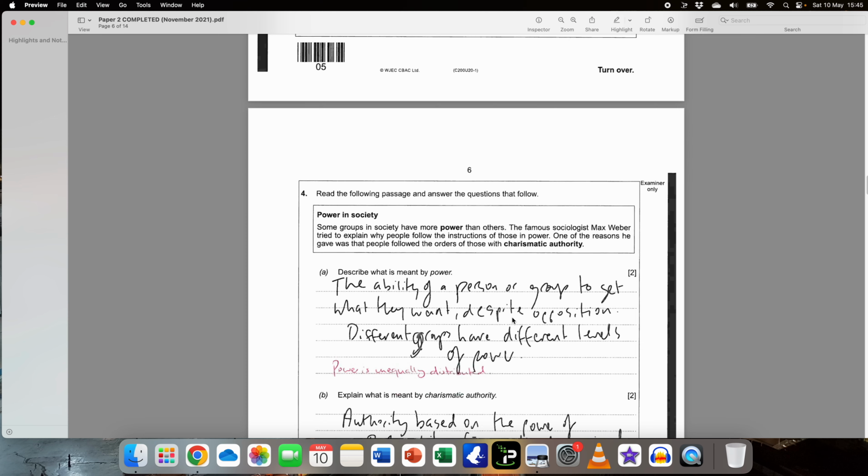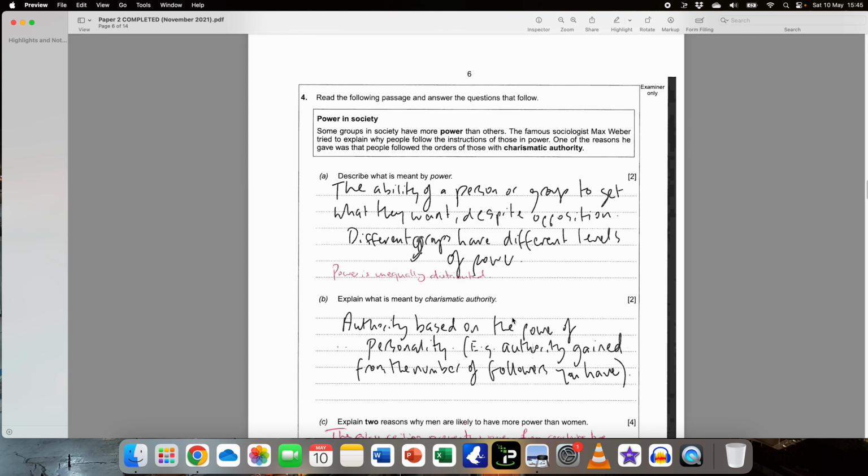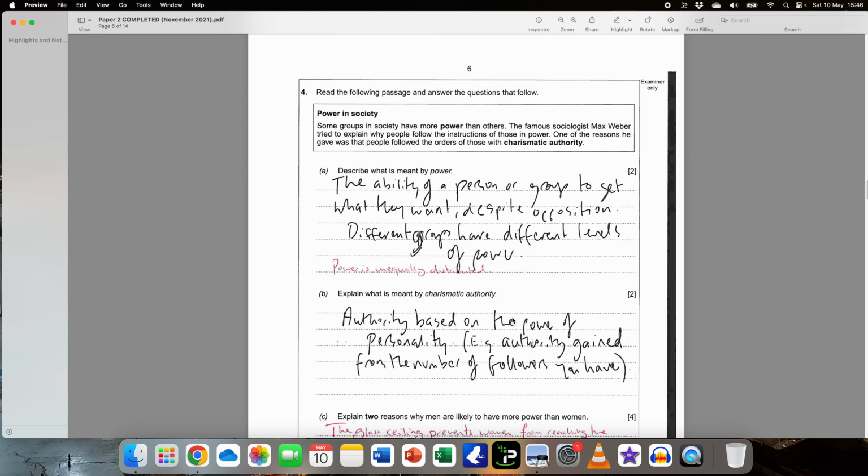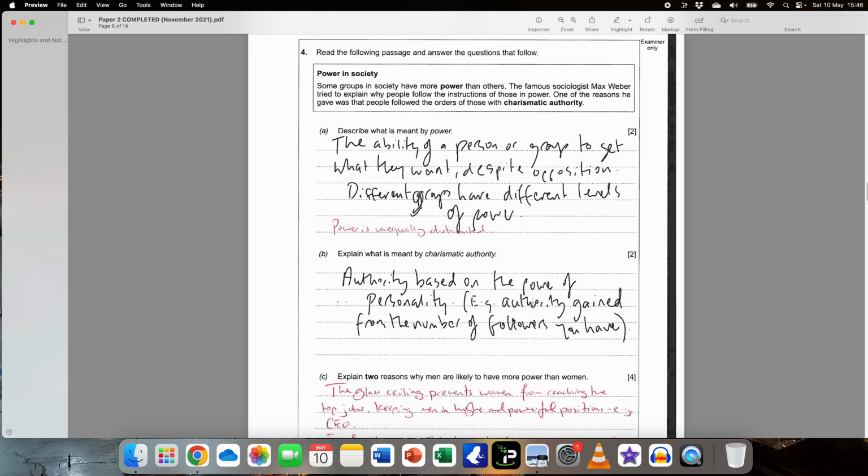Let's go down. So next, it's about power. You got a passage, something you have to read, and there are questions based on that.